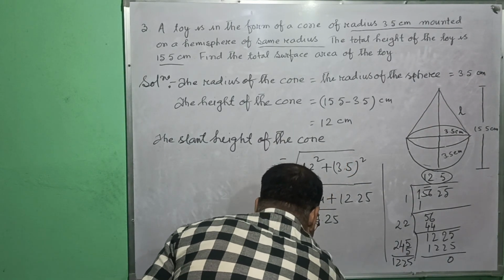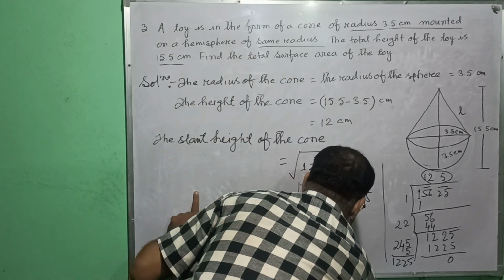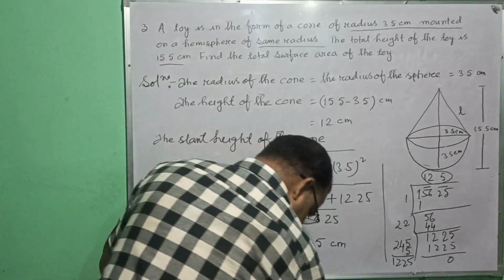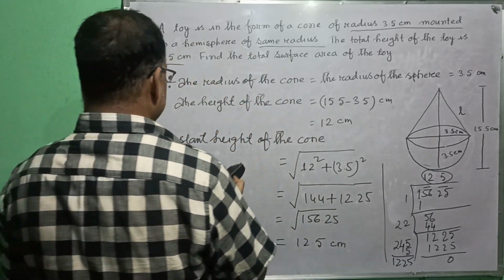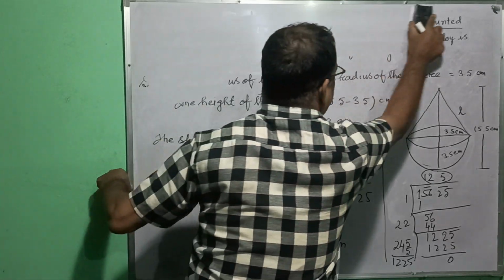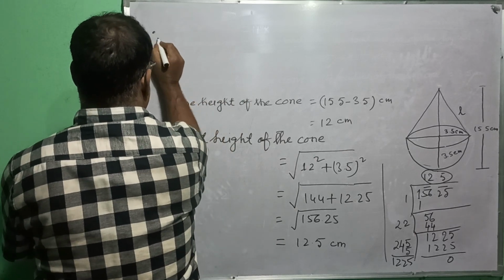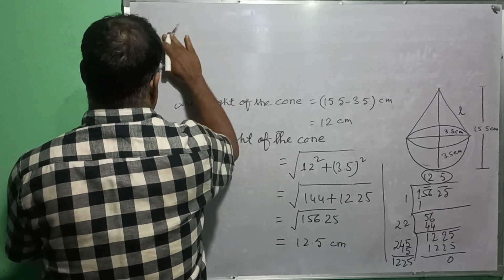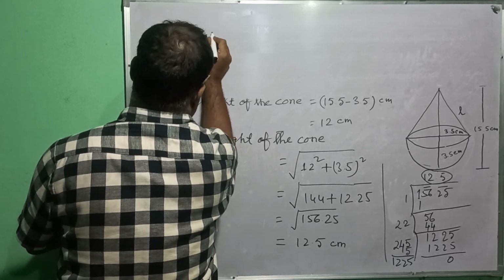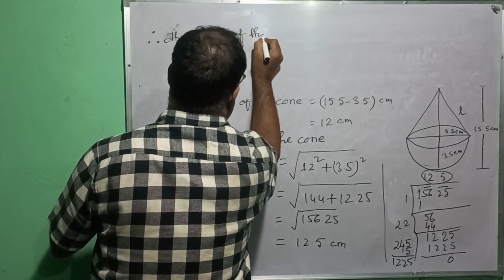So 12.5 is the slant height. The unit is centimeter. So we got all the dimensions. Now we can write directly the total surface area of the toy.